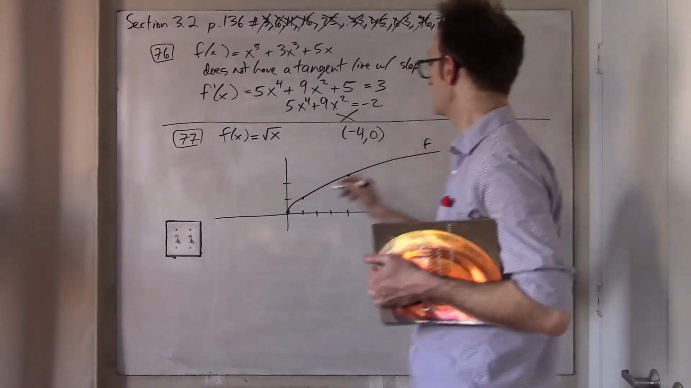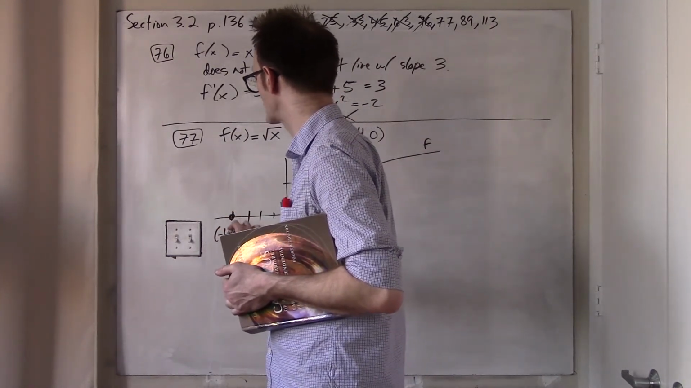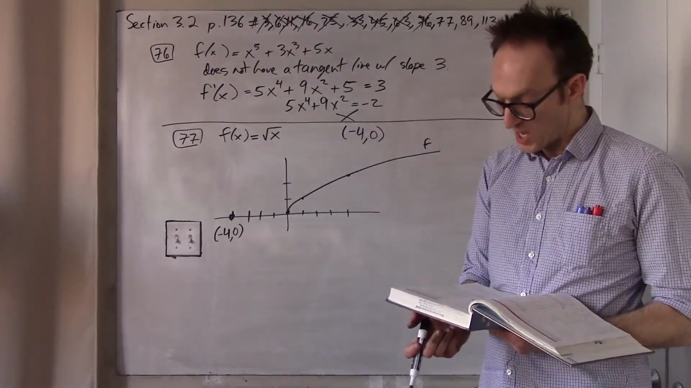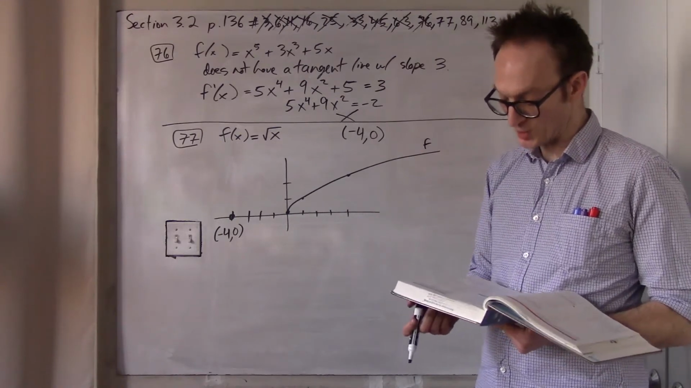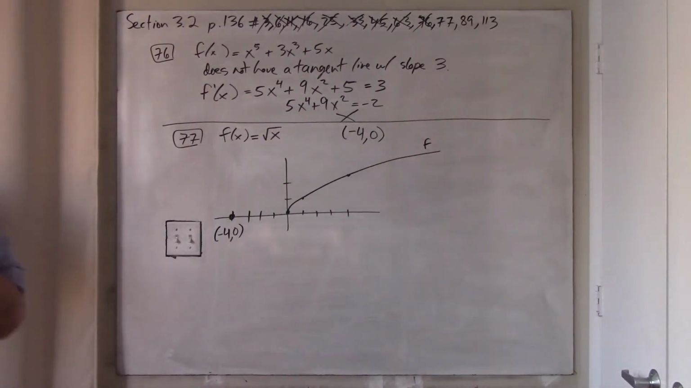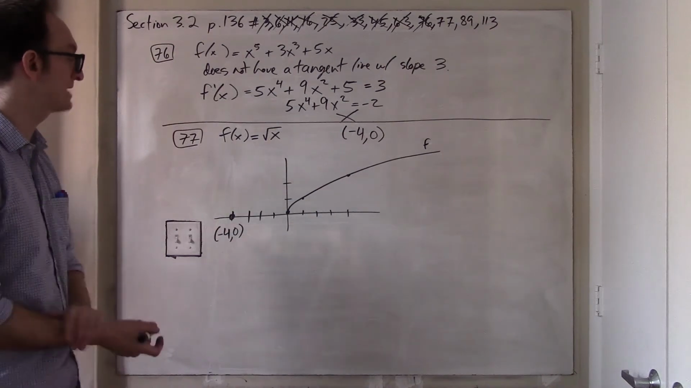Then there's this point, negative 4, 0. Notice that this point, negative 4, 0, is very obviously not on the graph of the function. What am I supposed to be doing? Find an equation of the tangent line to the graph of the function through this point, which is not on the graph. Okay, in other words, they want me to find the equation of the line which is tangent to the graph of this function, but also goes through this point, negative 4, 0.